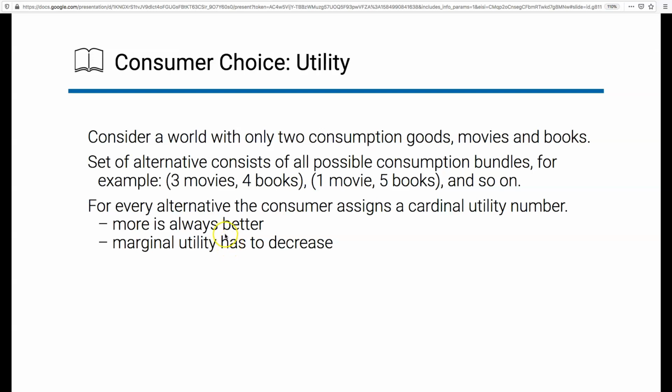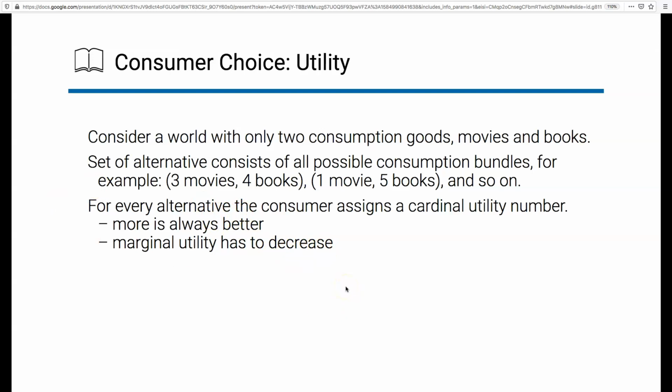That means every additional movie or every additional book the consumer gets to consume will increase the consumer's utility by a smaller and smaller amount. First book is really valuable, but second book is not as valuable as the first one. Third book is not as valuable as the second one, and so on. That means that we have decreasing marginal utilities.